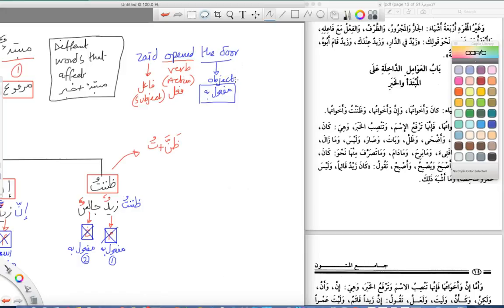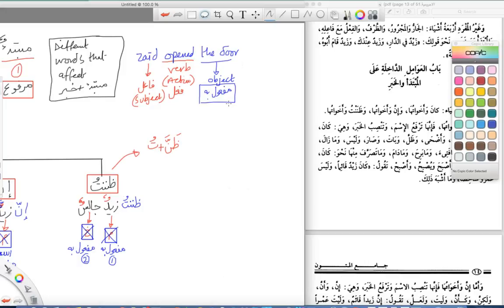So any sentence you have, you can make one up yourself now. In any sentence, the thing which the action is being done to is known as the object, or technically mafool bihi. Like if I say, I read the Quran, what's the mafool bihi here? What thing am I reading? You say Quran, that's the mafool bihi. If I say, I worship Allah, who is being worshipped here? You say to me, Allah. So Allah is the maf'ul bihi.